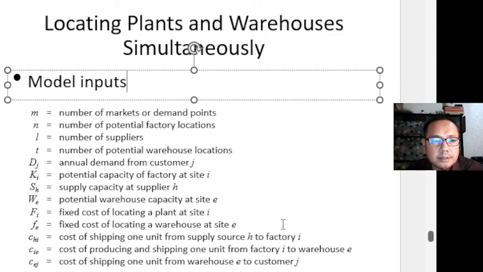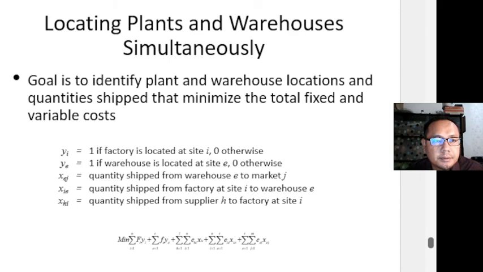So we need the following model and its inputs. The goal is to identify plant and warehouse locations as well as quantities shipped between various points, so as to minimize the total fixed and variable cost. So define the following decision variables: y_i, y_e, y_eg, x_ie, and x_1.